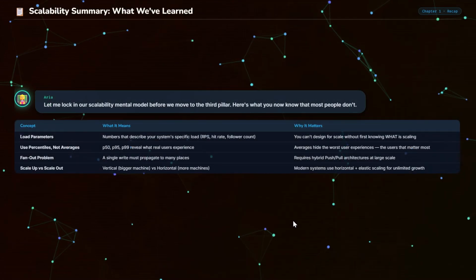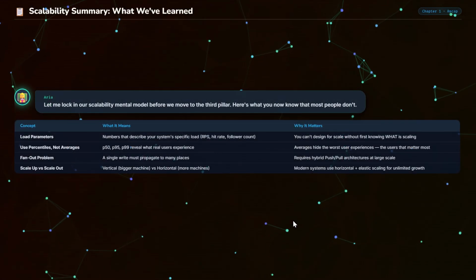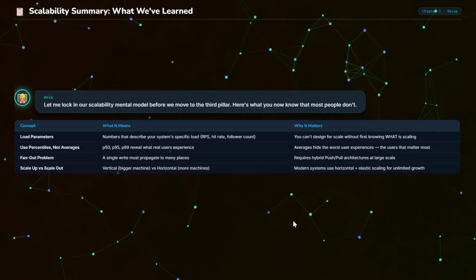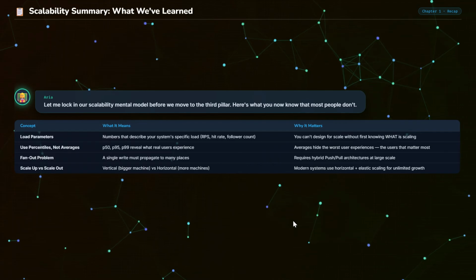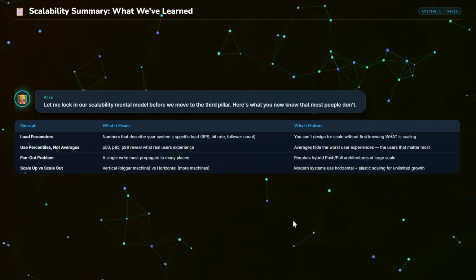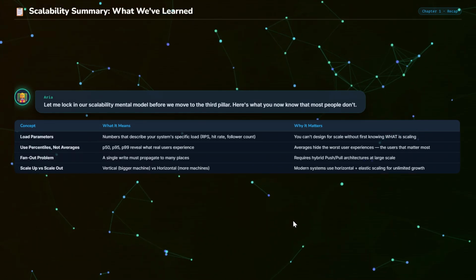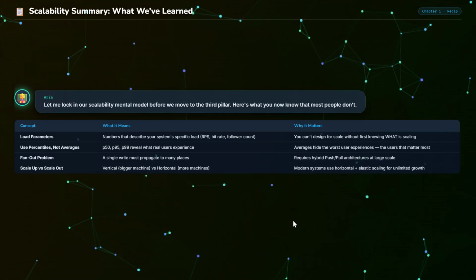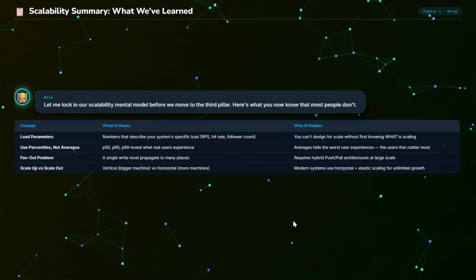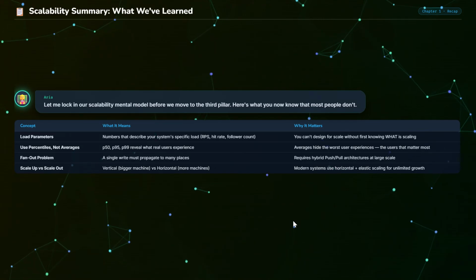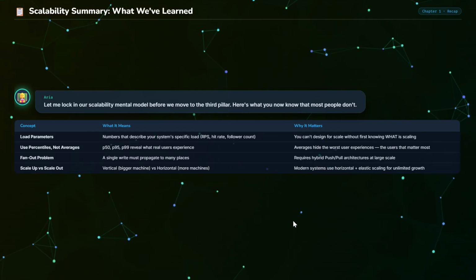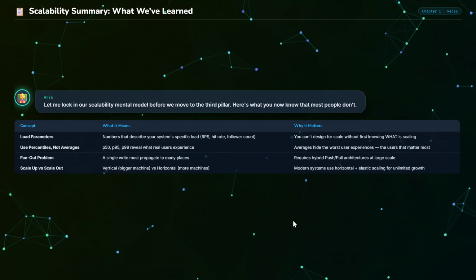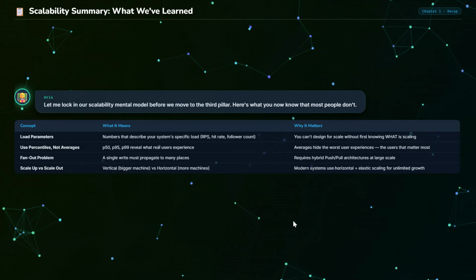Let me lock in the complete scalability mental model before we move to our third and final pillar. 4 core concepts that most people who call themselves engineers do not think about precisely. Load parameters. You cannot design for scale without first quantifying exactly what is growing. Percentiles, not averages. Averages lie and hide your worst user experiences. The fan-out problem. A single write propagating to millions of places requires creative hybrid architectures like Twitter's solution.